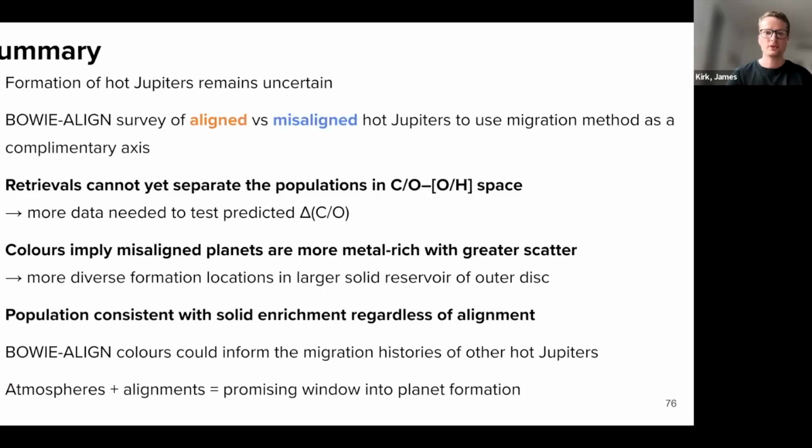So, in summary, the formation of hot Jupiters remains uncertain, and we've performed the Bowie-aligned survey comparing aligned and misaligned hot Jupiters to use migration method as a complementary axis. However, our retrievals cannot yet separate the populations in C/O metallicity space and ultimately need more data to test the predicted difference in C/O from our formation models.